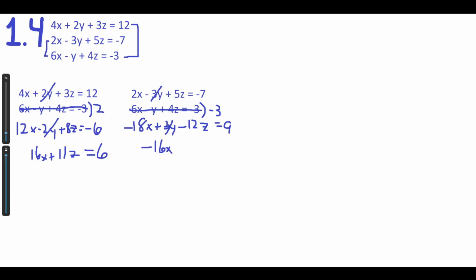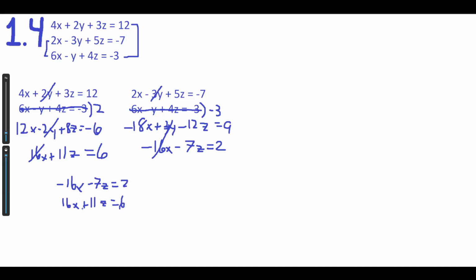5z plus a negative 12z is equal to negative 7z, and negative 7 plus 9 is equal to 2. And something that I notice here is a negative 16x and a 16x. So these already cancel perfectly. And what I mean by that is if you rewrite it, it would be negative 16x minus 7z equals 2. And then we have 16x plus 11z equals 6.